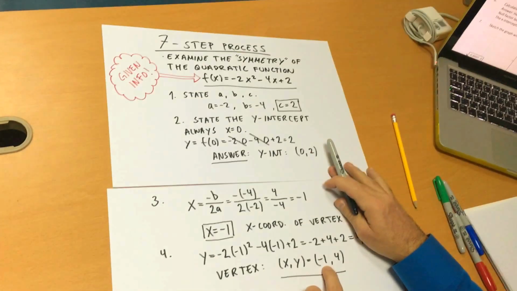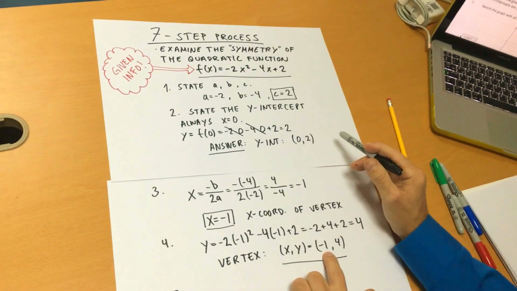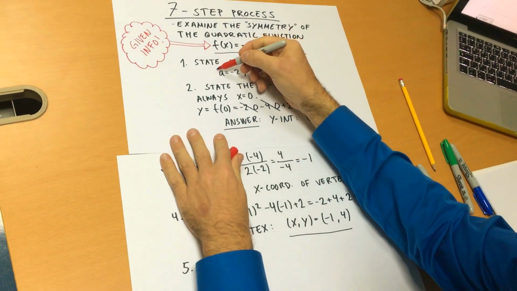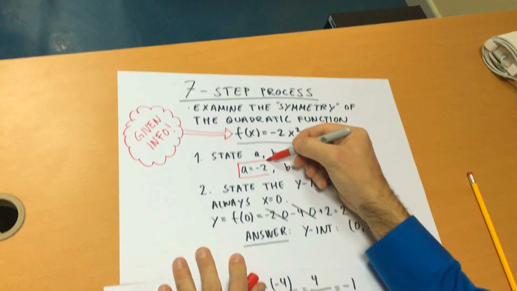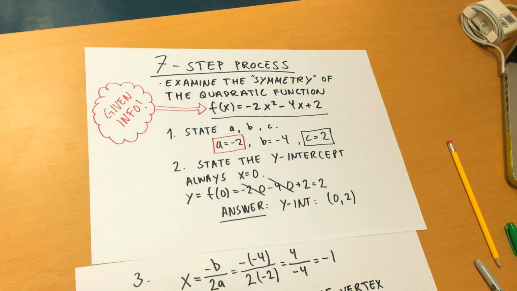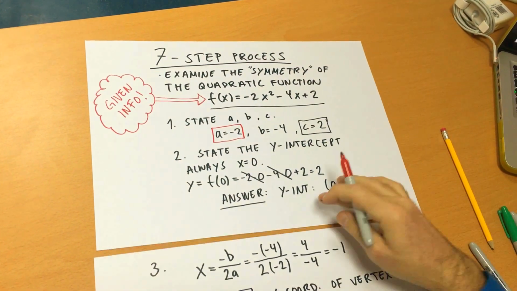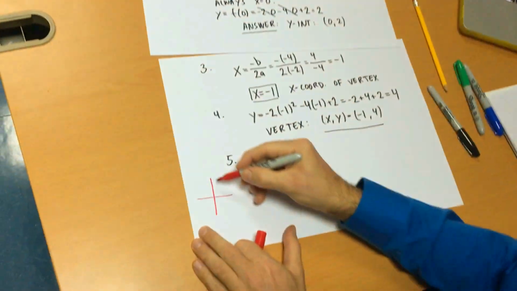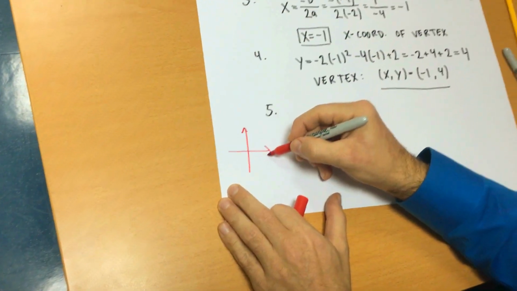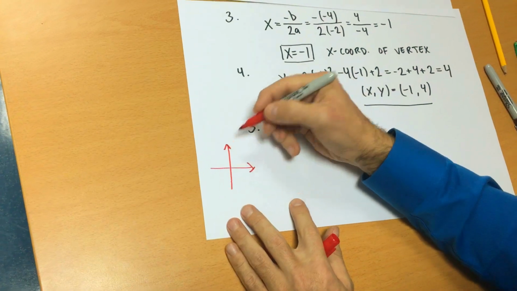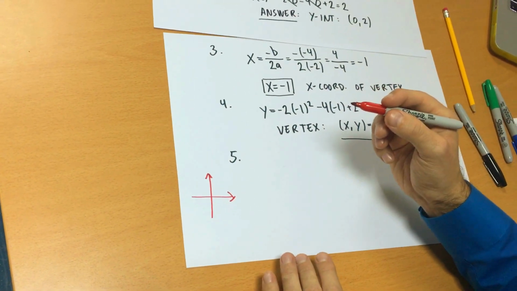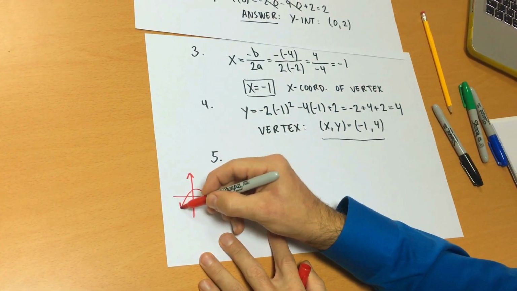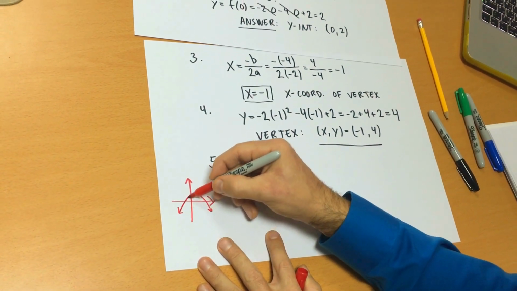And what about the symmetry? Well, let's talk a little bit about that. As we can see up here, a is equal to -2. So a is a number that's smaller than 0. This means that if I were to graph this, let's do it in a non-exact, very sloppy way, it would have to look something like this. It would have to open downwards.